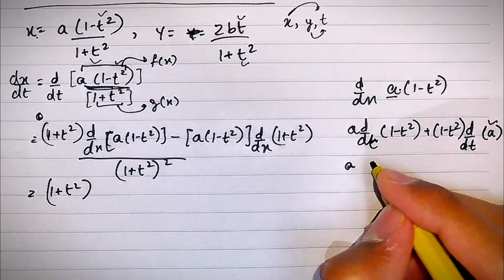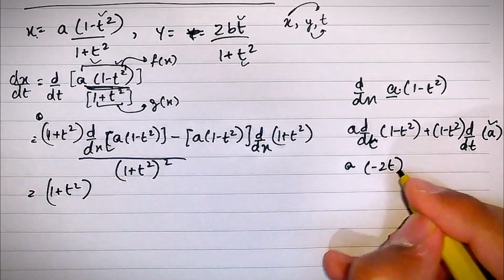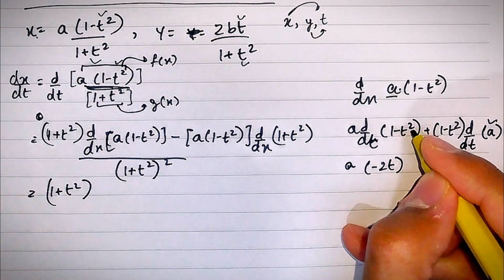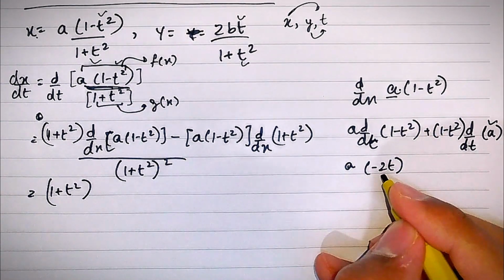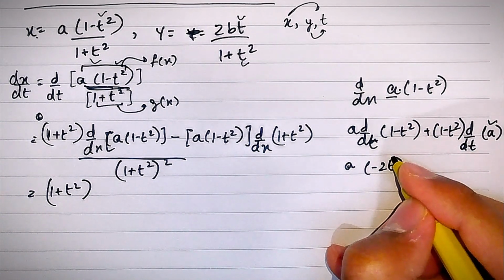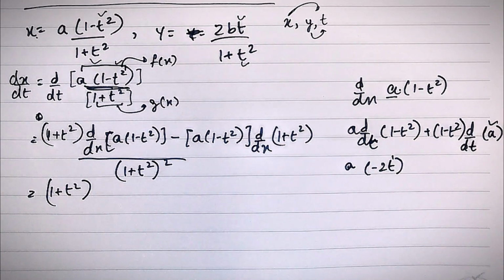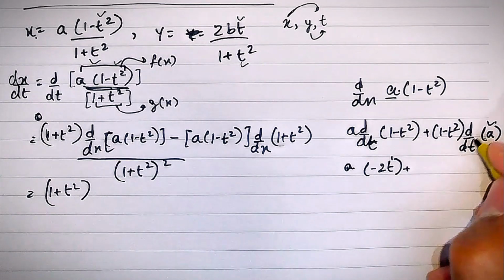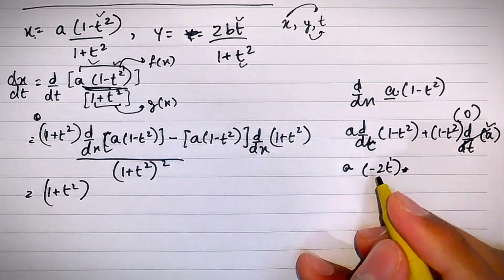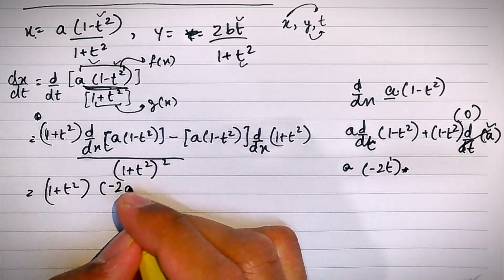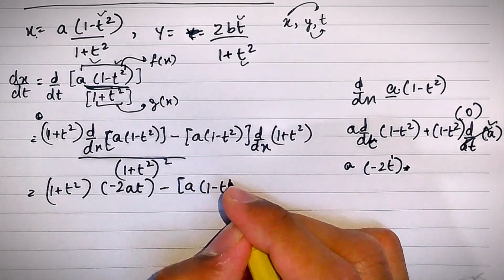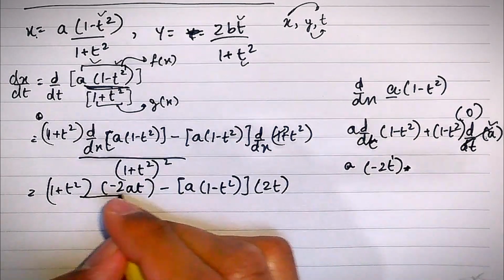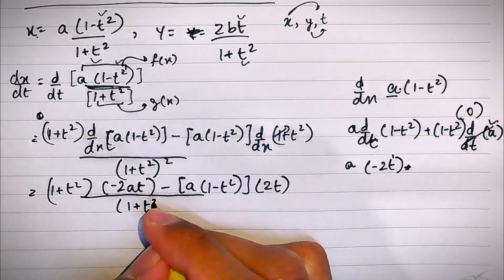Then a times negative 2t, because 1 is a constant and the derivative of any constant is equal to 0. Then the negative sign, 2 is the exponent, it comes to the front, and then 2 minus 1 is 1, so it is the exponent of the derivative. What would be the derivative of this other thing over here? It is a constant, so it would be 0, and this whole thing would be 0. Then we have negative 2at minus a(1 - t²). What would be the derivative over here? 1 is a constant again, and this would be 2t divided by (1 + t²) whole square.